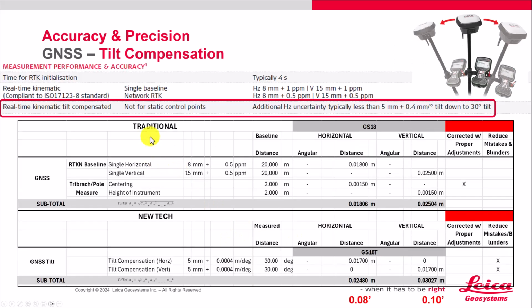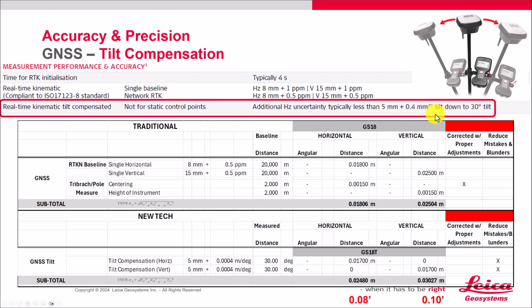So let's take a look at the accuracies for the GNSS with tilt. We had the RTK network accuracy right here, and now we have to add a horizontal uncertainty. We have to add 5 millimeters plus 0.5 millimeters per degree of tilt, down to 30.